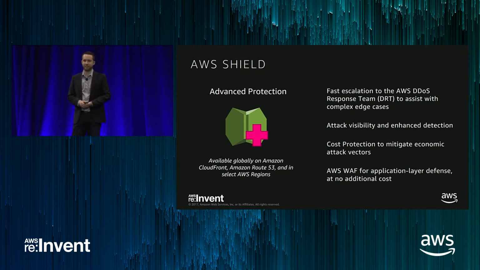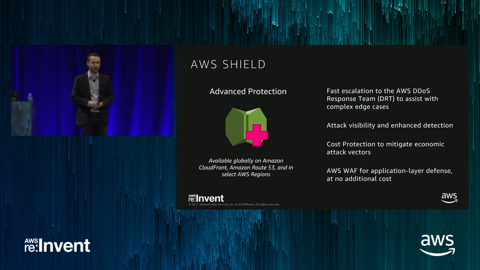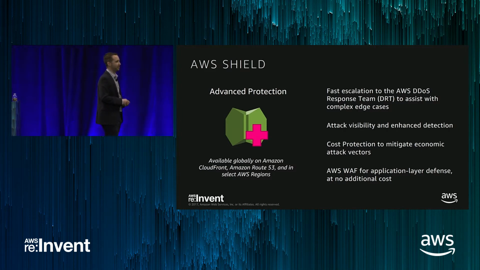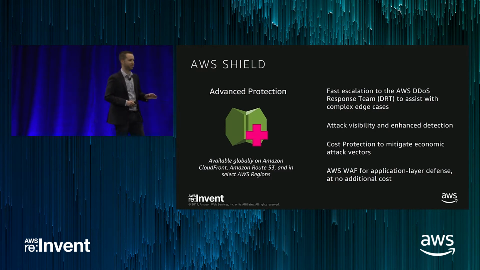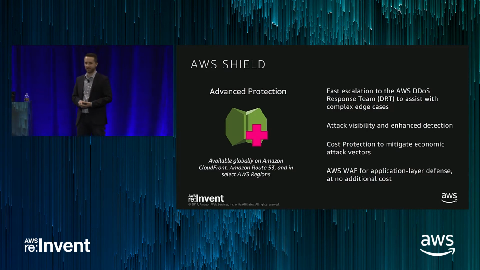So with advanced protection, you get some additional benefits. And some of the key benefits include fast escalation to the AWS DDoS response team. So if you're having an impact on your application or you have some concern with the DDoS attack, you're able to quickly get in touch with a team of experts, the same team of experts who's responsible for protecting AWS infrastructure and the Amazon.com websites against DDoS attacks. So you gain access to that capability by subscribing to this optional service.